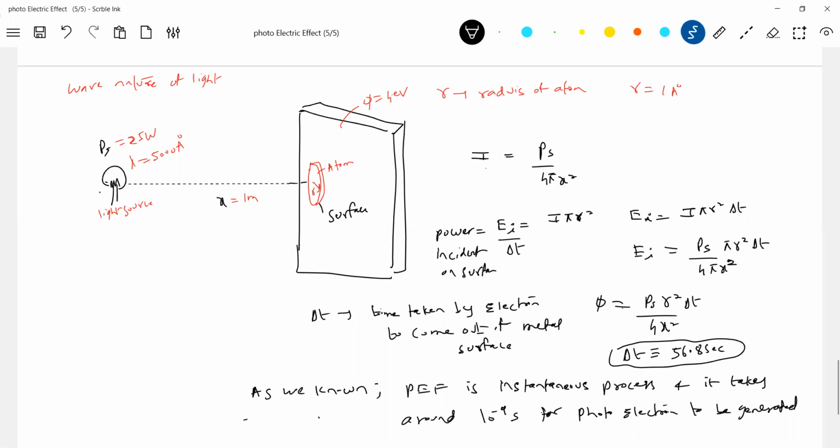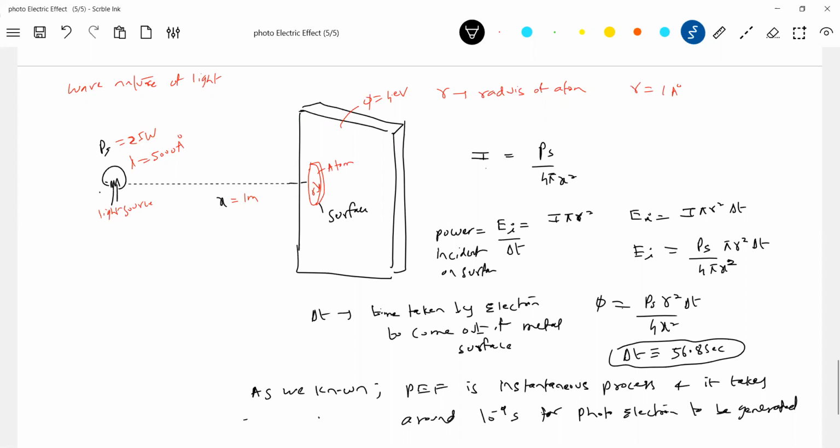As you decrease the wavelength, it may take about 56.8 seconds, almost equal to 1 minute. As you further increase the wavelength, it may take 1 day. But we know everything is instant. If any electron is to be ejected, it will be ejected instantly or it will not be ejected. So this is the first thing.